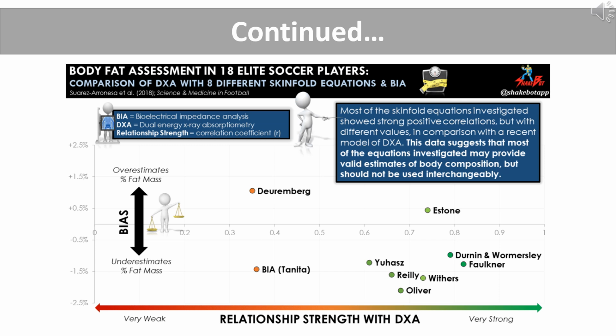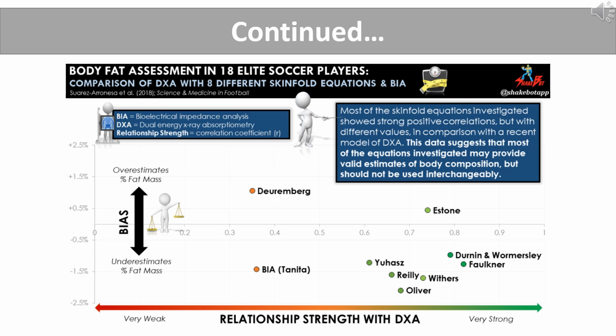And then the vertical axis aims to determine how much mean bias each of these methods or equations offers, again, relative to the DEXA. So anything above 0 would suggest that these equations overestimate the percentage of fat mass, and anything below 0 underestimates. And the further right you go, the stronger the relationship. So you can see that, generally speaking, none of these equations overestimate or underestimate percentage fat mass by more than about 2%.